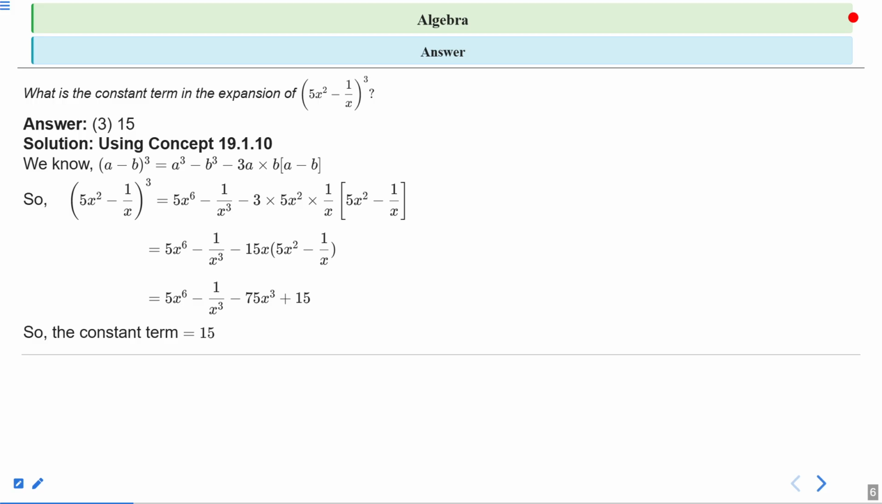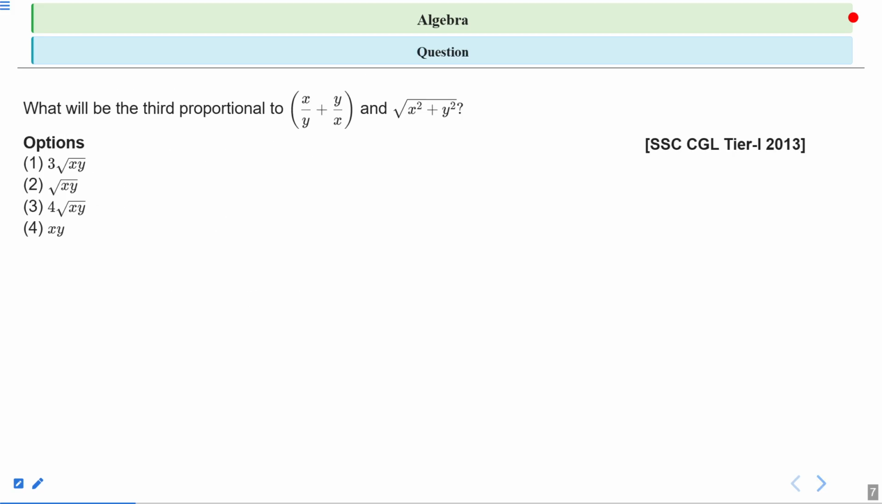Next one. What will be the third proportion to x upon y plus y upon x and under root x square plus y square? This question was asked in the SSC CGL Tier 1 exam in 2013. There are four options: first is 3 under root xy, second is under root x into y, third is 4 under root x into y, and fourth is xy. Now you have 10 seconds to analyze the question. Your time starts now.